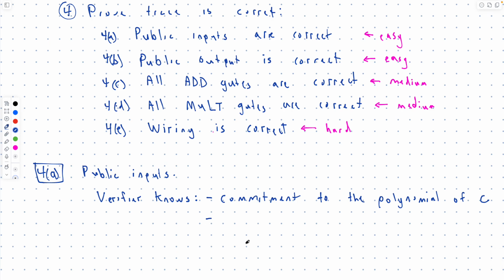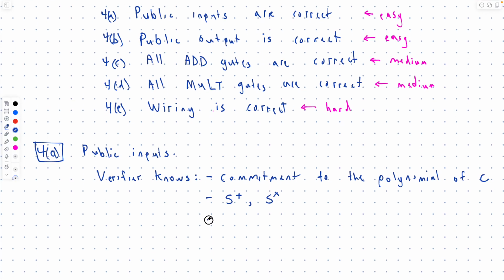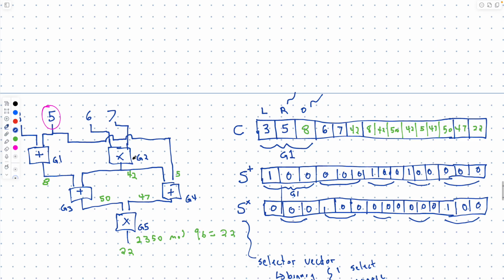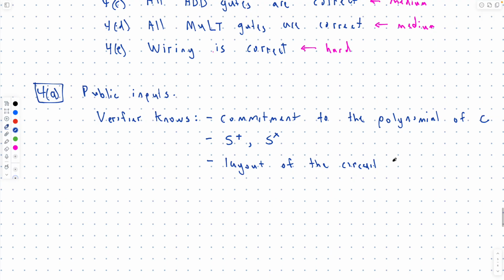The verifier knows S plus and S multiply. And the verifier knows, I'll call it the layout of the circuit, which is basically the order, like, which gate are we calling gate 1? So I called this one gate 1, this one gate 2, gate 3, gate 4, they know that. I'll put order of gates.